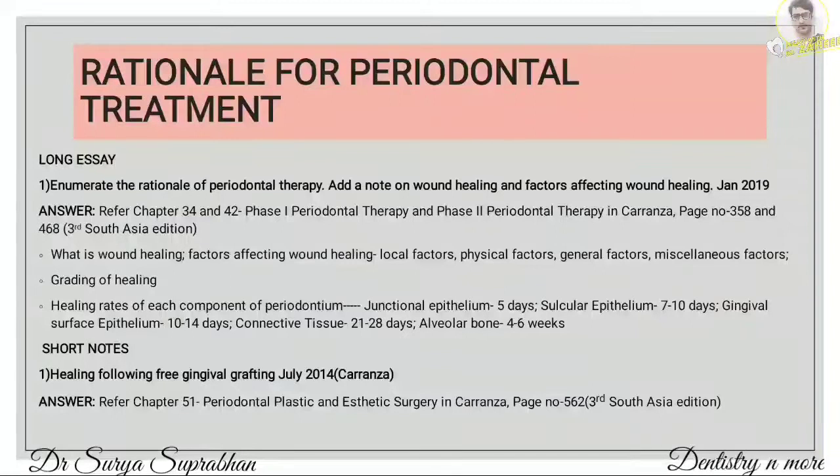For grading of healing, it's given in the form of stars, like 1 star, 2 star, 3 star. So 1 star is control of inflammation. If they are given 2 stars, that means there is presence of long junctional epithelium. 3 stars means there is new attachment. 4 stars, there is partial regeneration, whereas 5 star is given for complete regeneration.